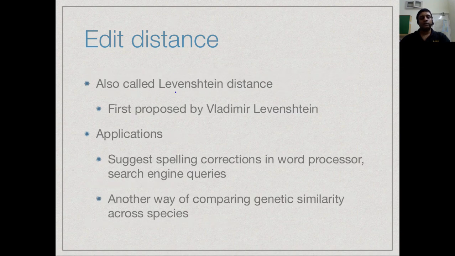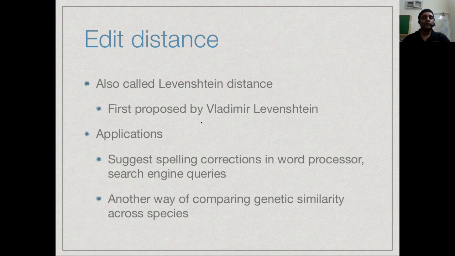So this distance is also called the Levenshtein distance because it was first proposed by then Soviet, now Russian scientist called Vladimir Levenshtein. And this, like the longest common subsequence problem, is extremely useful in practice. So the first thing is to suggest spelling corrections. Now if somebody types something that is wrong, then a spelling corrector will have to suggest the correct word from the dictionary to replace it. So which word should the spelling corrector choose?